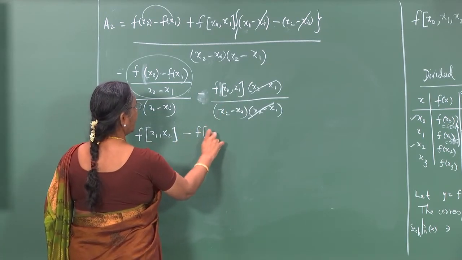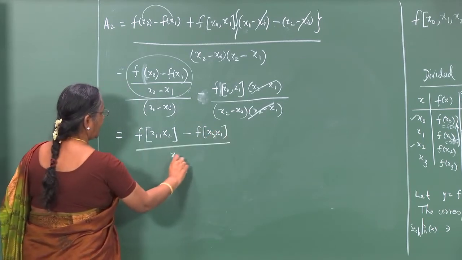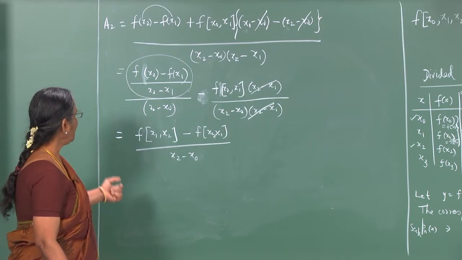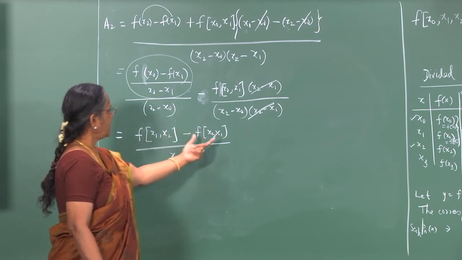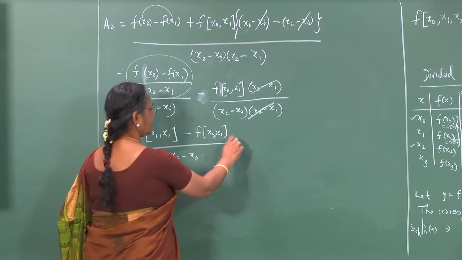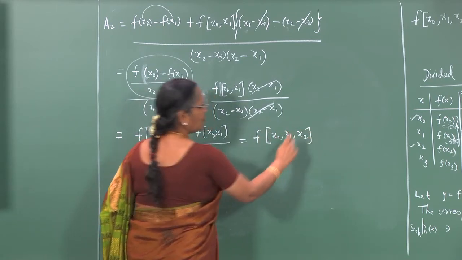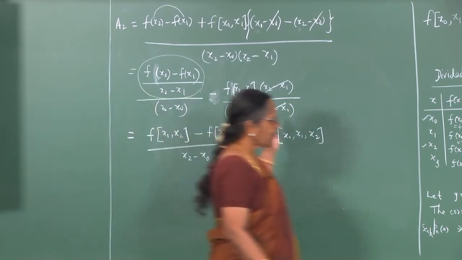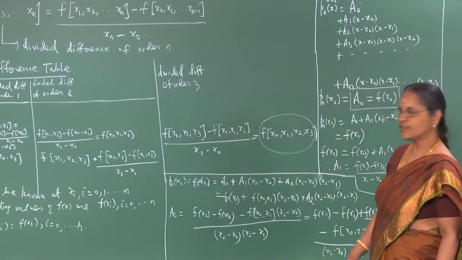It is the first order divided difference f of x0 x1, and both the terms are divided by x2 minus x0. So, recall the definition of the second order divided difference. It is f of x1 x2 minus f of x0 x1 by x2 minus x0, and we denote this by f of x0 x1 x2, which is the second order divided difference. So, we expected that A2 will give us the second order divided difference by looking at A0 and A1, and we show that yes, it is so.